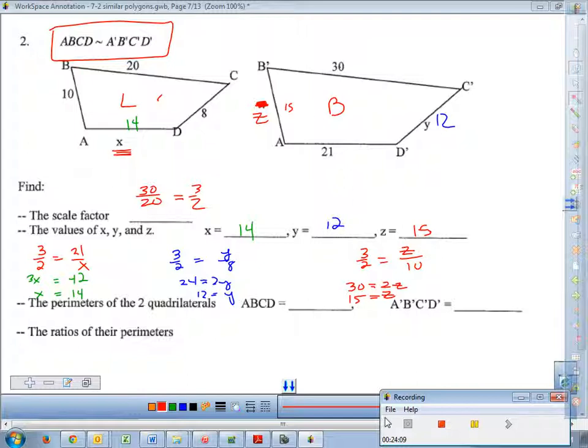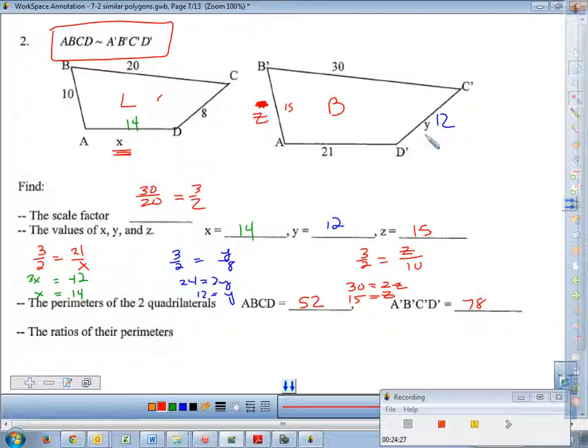Once you have found it correctly, answer the next question. Just find their perimeters. What do we get for a perimeter of ABCD? 52. Is everyone cool with that? How do you say these? I don't remember if I've told you this. How do you say those things out loud? Prime. A prime, B prime, C prime, D prime is what that's called. What is the perimeter of A prime, B prime, C prime, D prime? 78. Just adding up side lengths, right? Much easier to do when you put the information back in the picture, too, right?